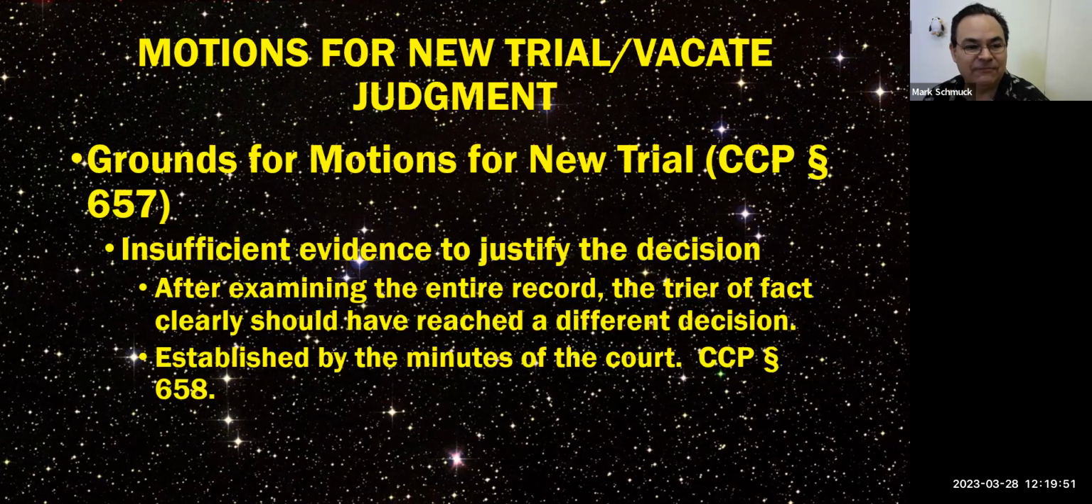The next ground is insufficient evidence to justify the decision. This is a pretty intuitive inquiry. Similar to the last ground, after examining the entire record, the trier of fact clearly should have reached a different decision. Again, just like the last ground, it is established by the minutes of the court.